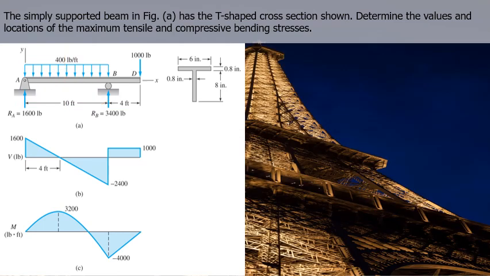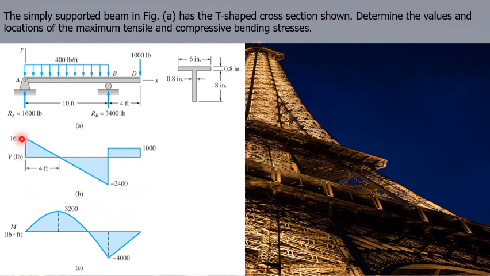After solving the support reactions, we're now ready to sketch the shear and moment diagrams. First, we sketch the shear diagram. So at point A, we have an upward support reaction equal to 1,600 pounds. So that means we go up 1,600 pounds. Going from point A towards point B, we have a downward uniform load of 400 pounds per feet over a distance of 10 feet. So that means we add 1,600 and negative 400 times 10. That is equal to negative 2,400.